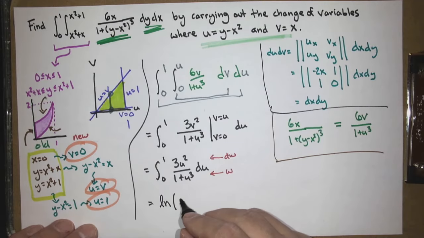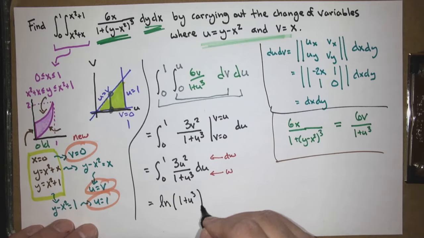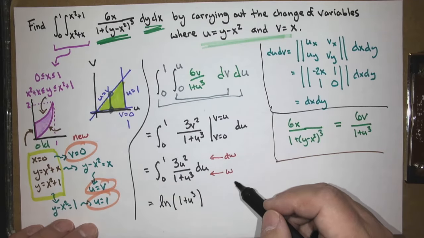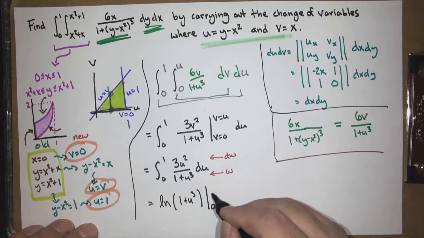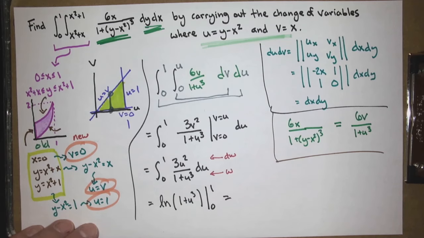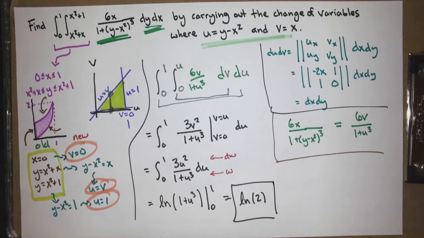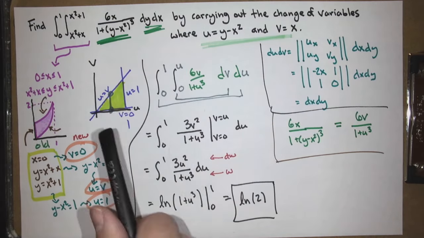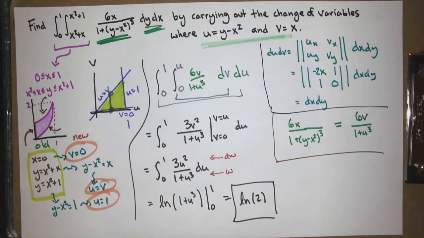Log of 1 plus u cubed. 1 over w dw. The integral of 1 over w is log w. Evaluate 0 to 1. When you plug in 1, what comes out? Natural log of 2. When you plug in 0, what comes out? Well, natural log of 1. But what is natural log of 1? 0. So there's the answer. And that looked like a miserable integral, but after substitution, not bad. Not bad at all.